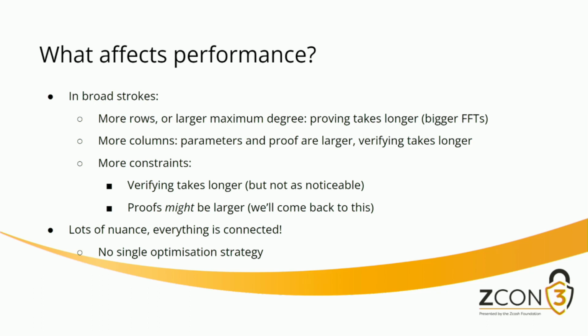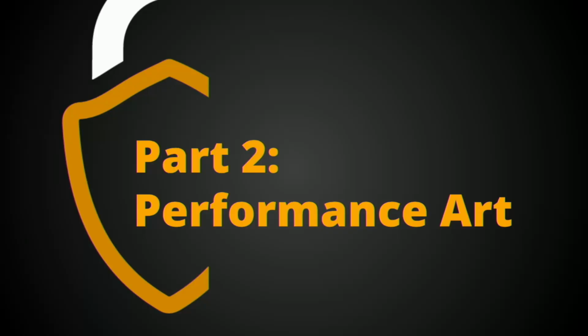Similarly, if you add more columns, well, each column is a polynomial. We have to commit to those in the proof, so we end up making the proof sizes larger, and verifying also ends up taking longer. Proving takes longer by the same amount of time, but there's such a disparity you don't notice. With more constraints, verifying also takes longer, but it's not as noticeable as with columns, I believe, because you're modifying the computations you do on the polynomials rather than changing the number of polynomials you're dealing with. In any case, everything is kind of connected, and dealing with that is the second part of this talk.